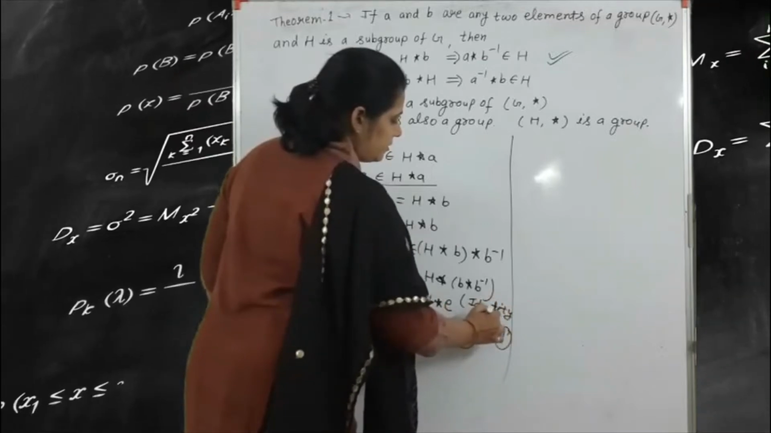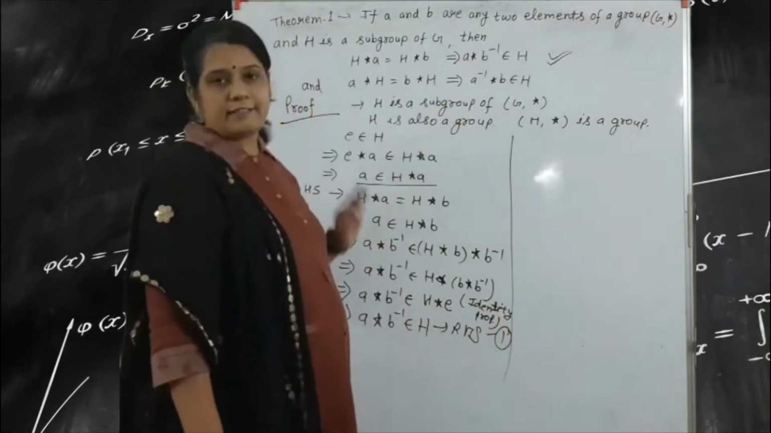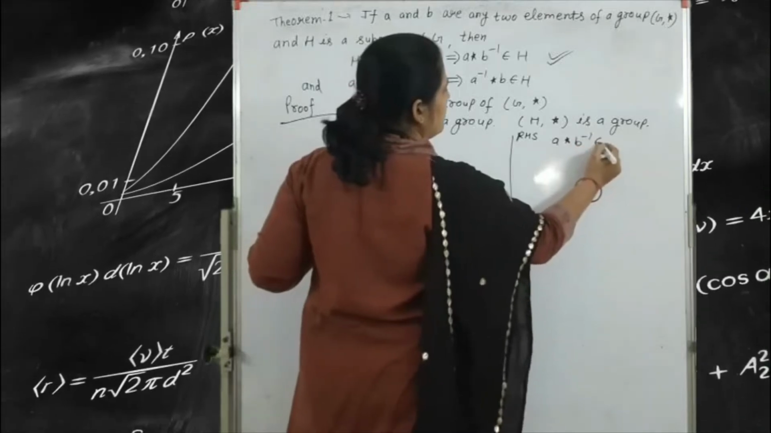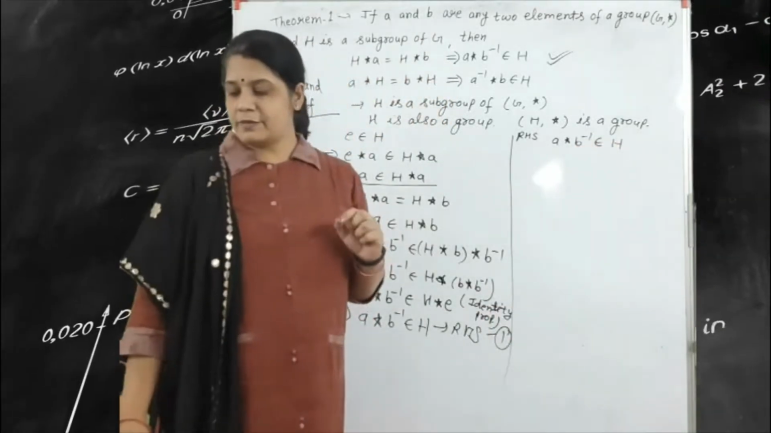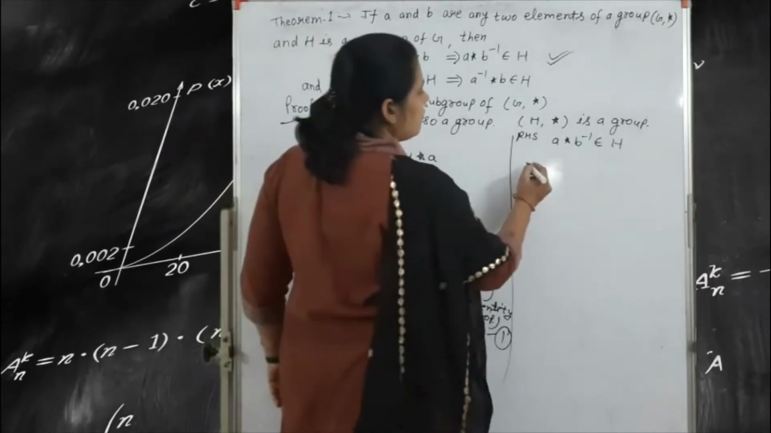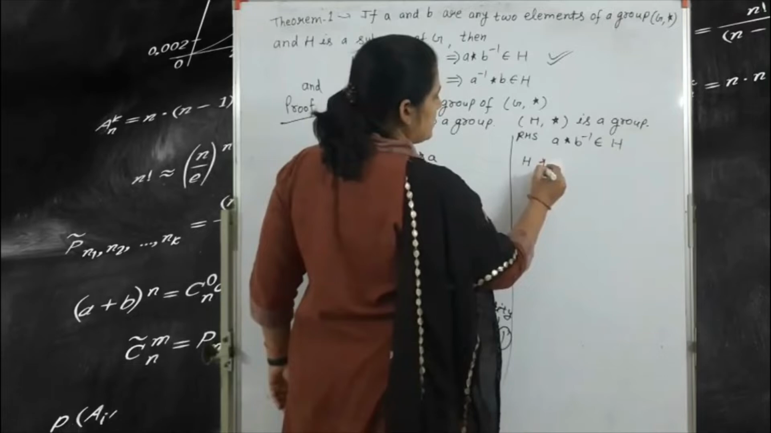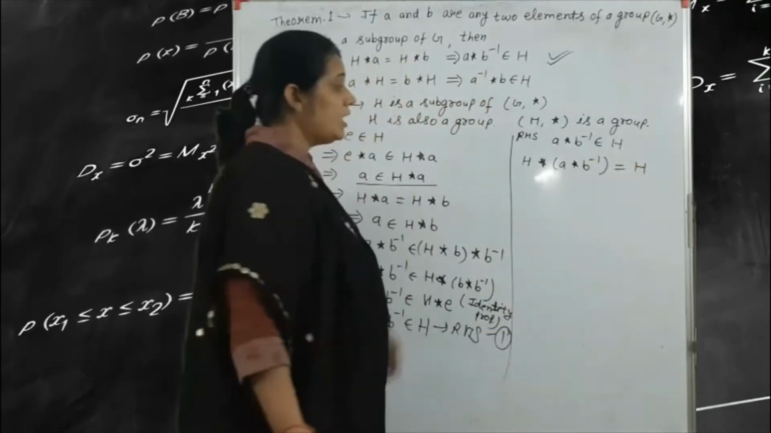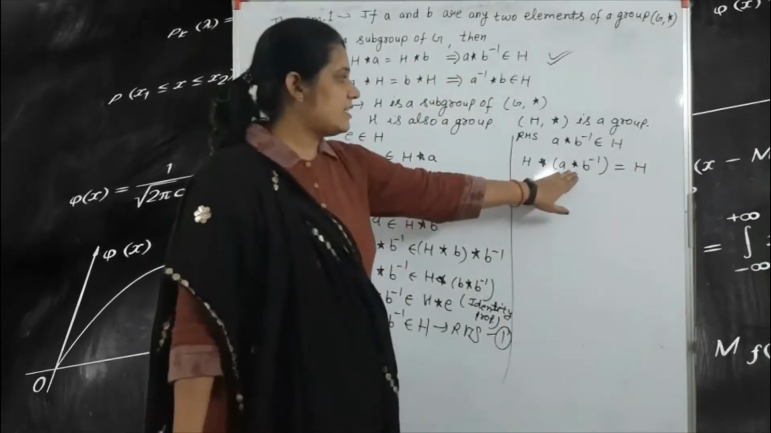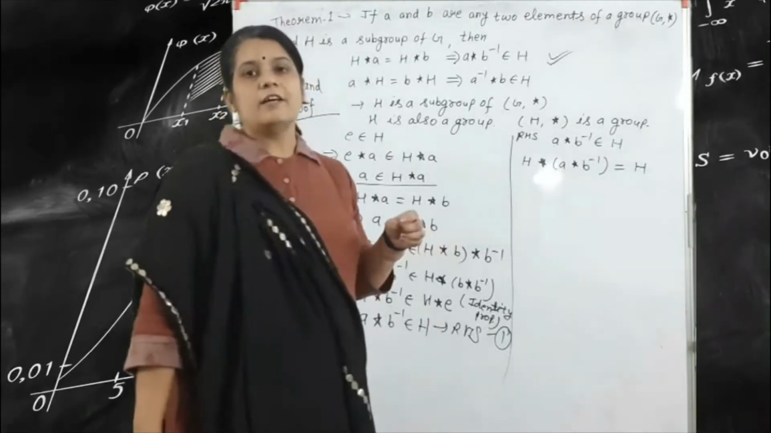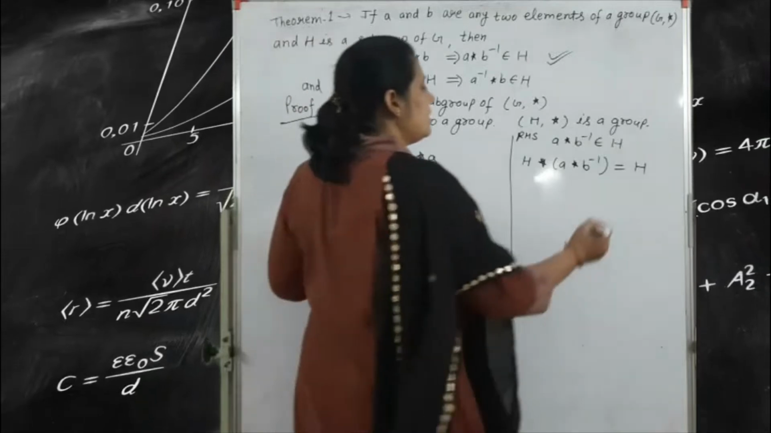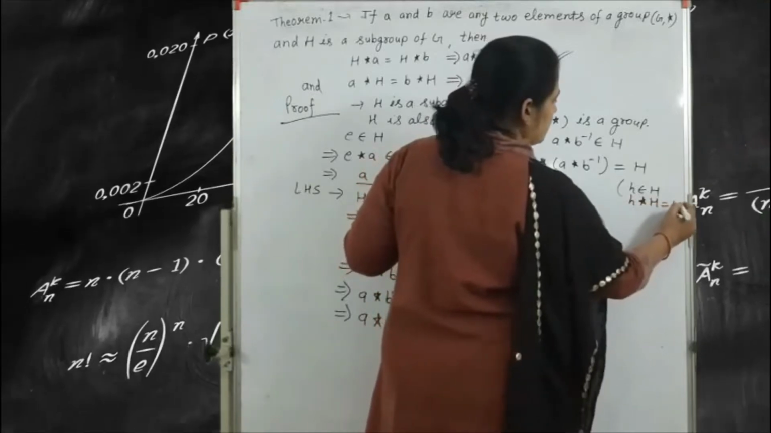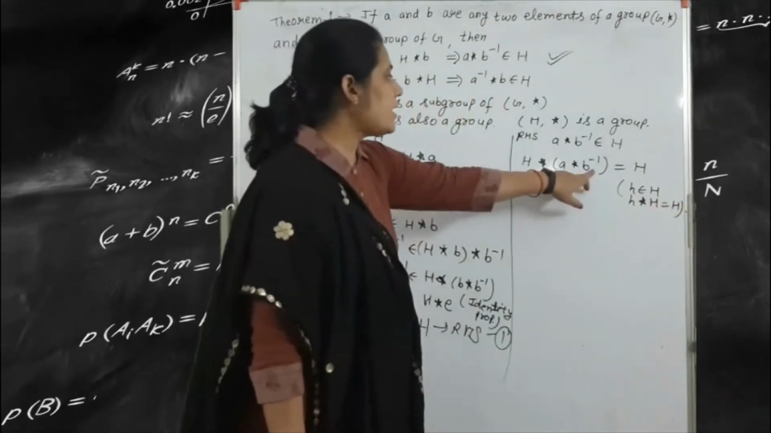Next, we take the right hand side, that means the RHS. The right hand side is A star B inverse belongs to H. That means, for example, we write H star A star B inverse is equal to H. We have already proved this, because we have one theorem according to our syllabus: if H belongs to H, then H star H is equal to H. So A star B inverse belongs to H.